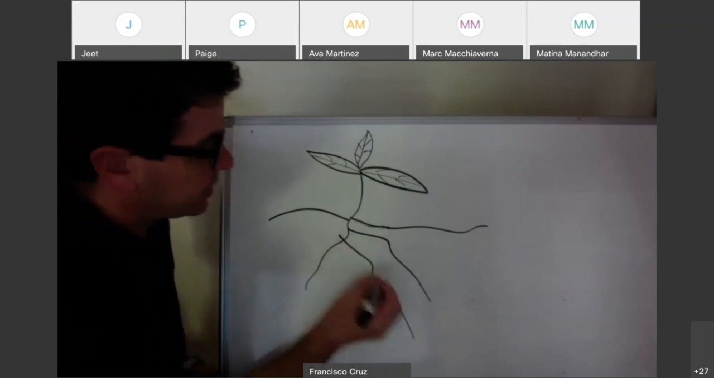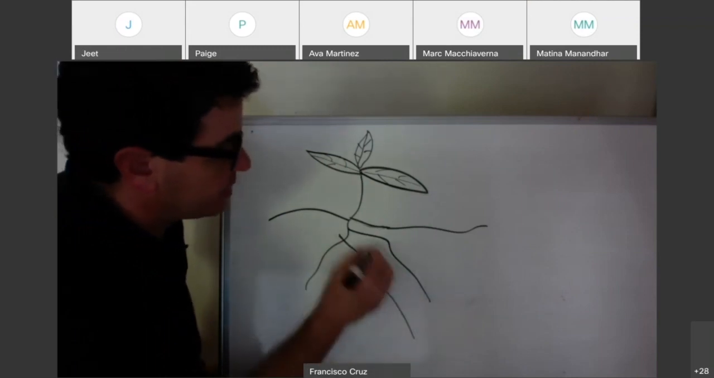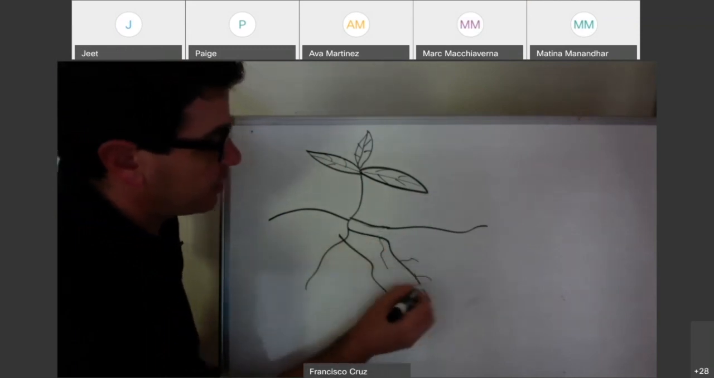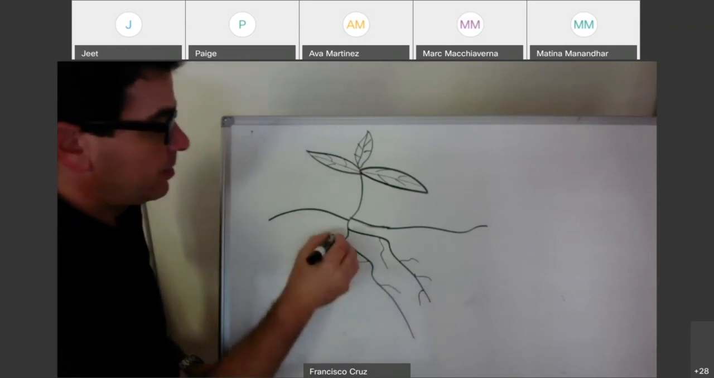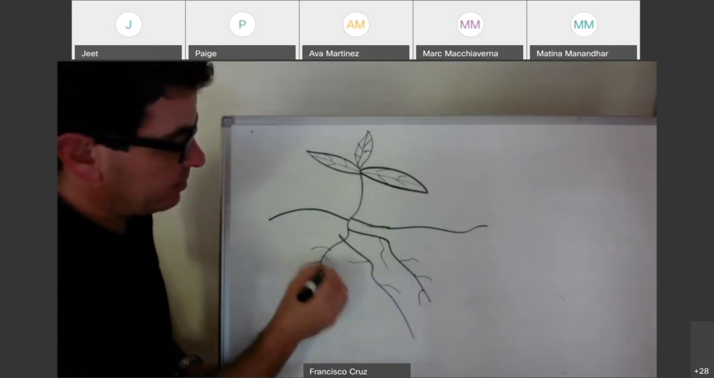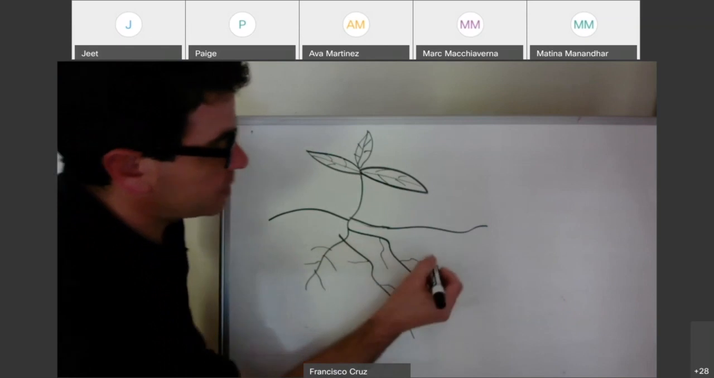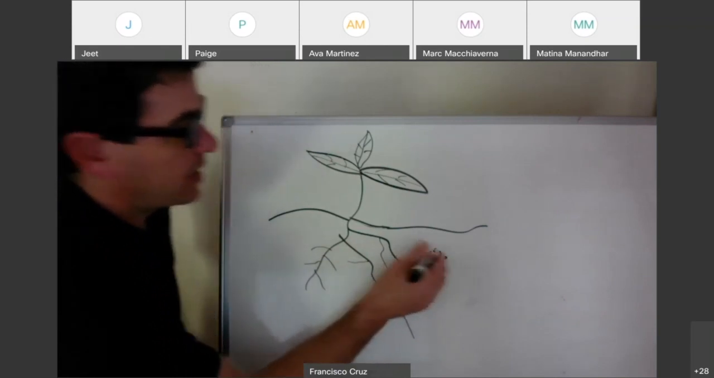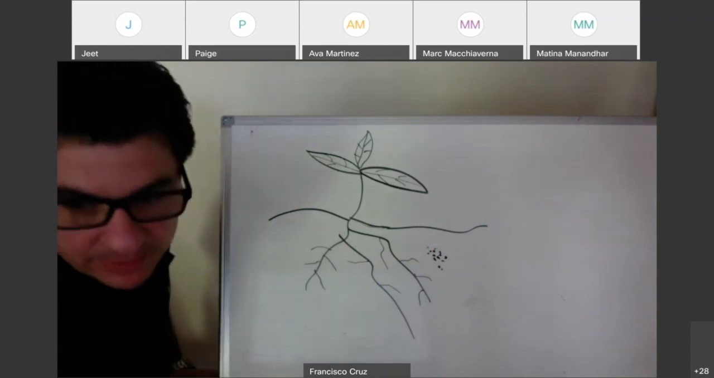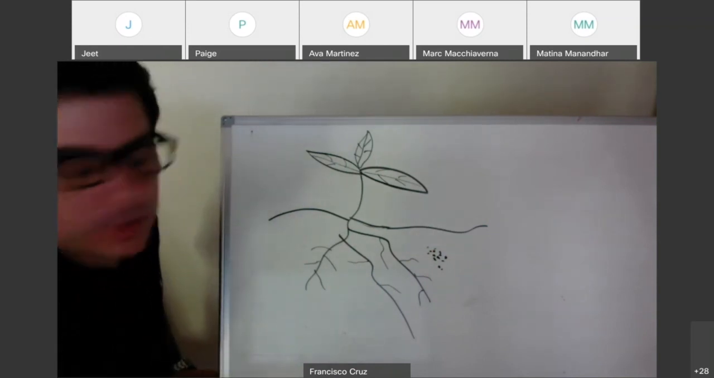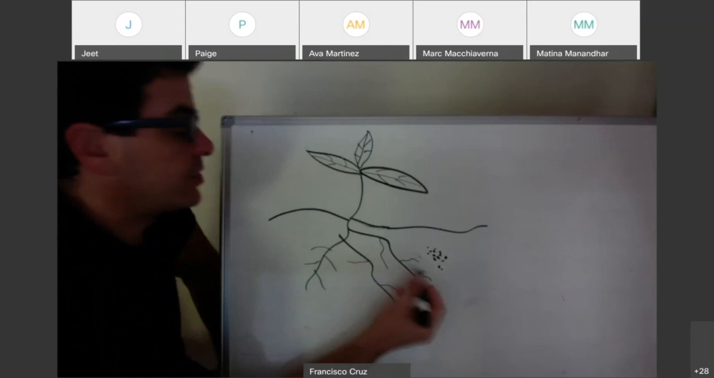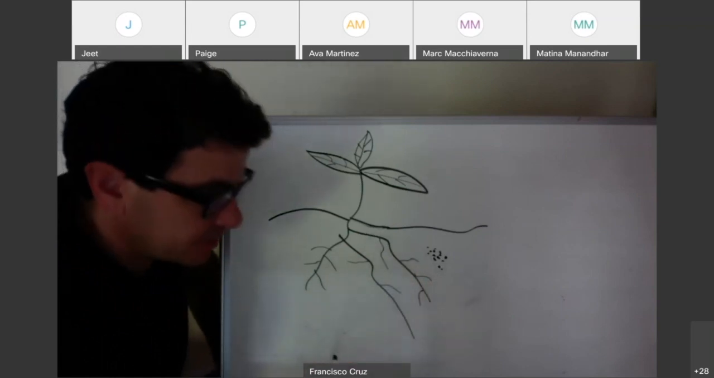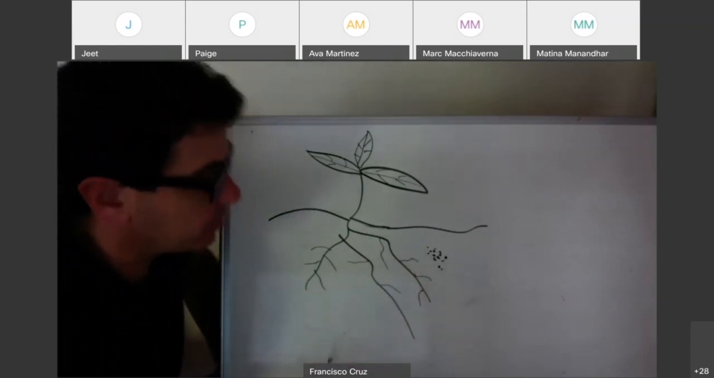So we have the roots here, and the roots here are going to require some nitrogen. So we have bacteria over here nearby. Got to get these guys together. And so there's going to be chemical signals that are going to be required.